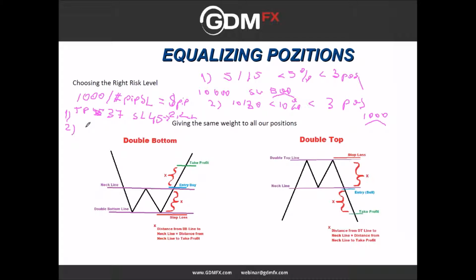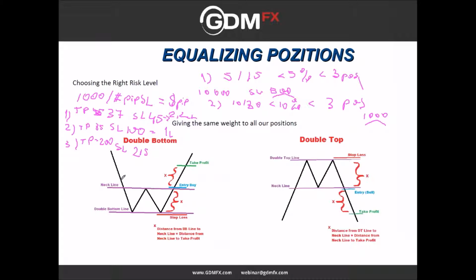A double bottom of euro-dollar with a stop loss of 100 pips and take profit of 85. And number 3, firstly, here we have a one lot calculated. On the double bottom, euro-dollar with stop loss of 215 and take profit of 200.